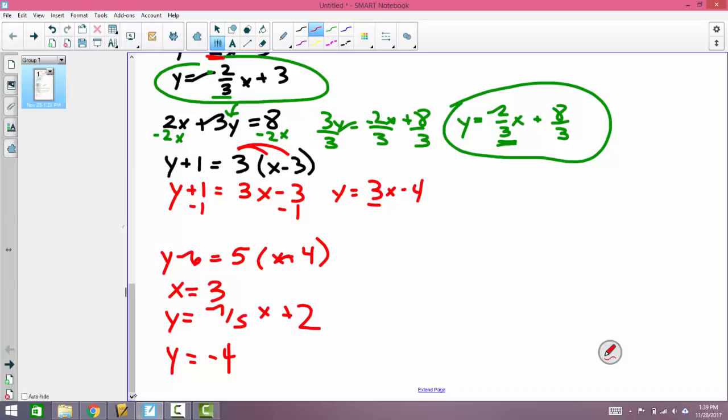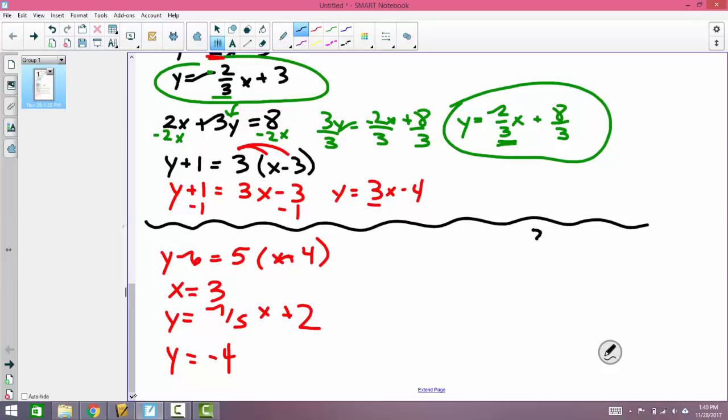Okay, 4 equations, somewhat readable. Figuring out perpendicular. Remember, perpendicular is the opposite reciprocal. So if you had something like 2/3, the opposite reciprocal, you would flip it for the reciprocal, and you would change the sign for the opposite.